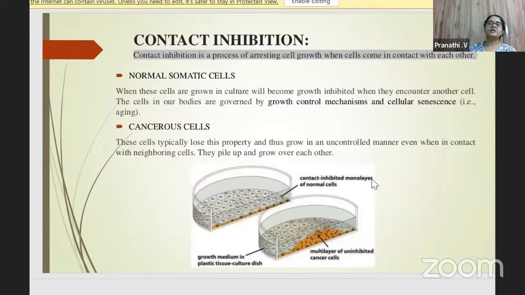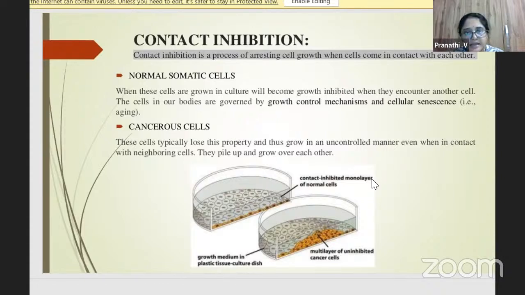Now, what is contact inhibition when we are talking about cancer and different types of cells? We have certain cells that have adherens junctions and gap junctions, which help in arresting cell growth when the cells come in contact with each other. This phenomenon is known as contact inhibition. So whenever normal cells are present, their growth gets inhibited or stopped when the cell next to it is also growing and they come in touch. The cells in our body are governed by growth control mechanisms and cellular senescence, that is aging also. That is where your checkpoints come into place.